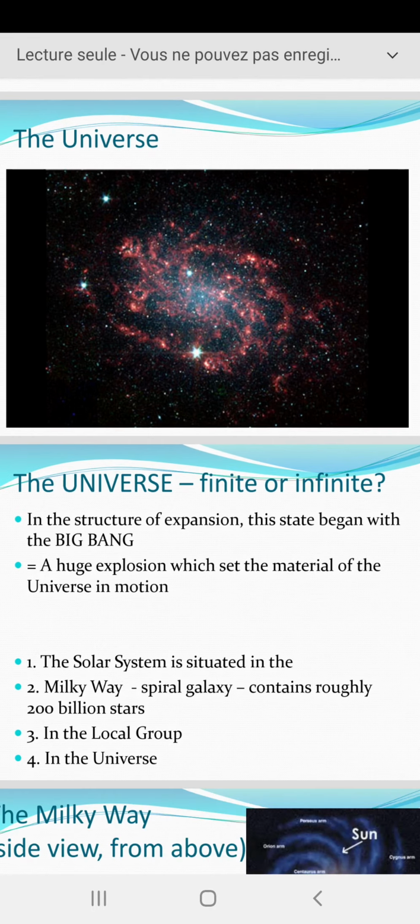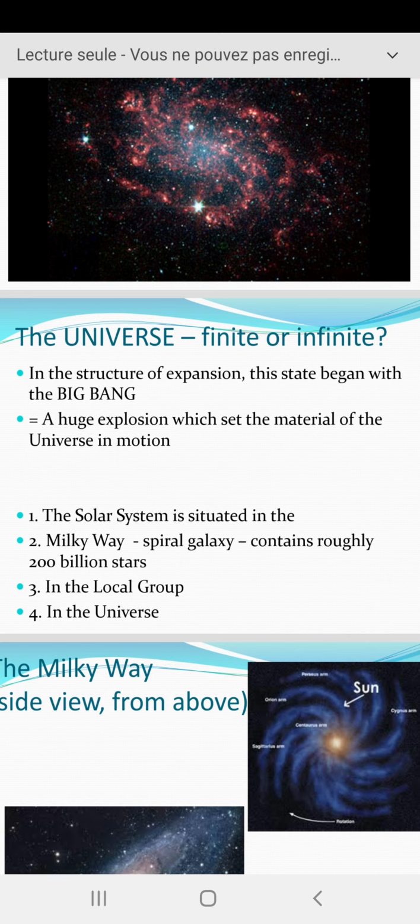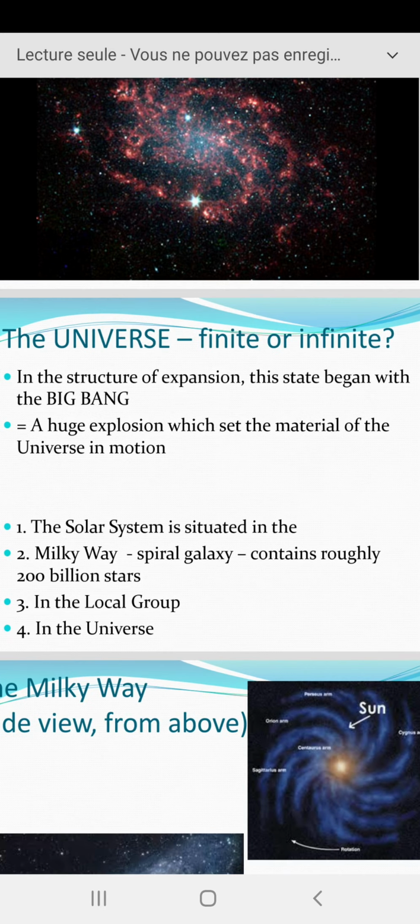And here, look at this idea here. The universe, finite or infinite, متناهي أو غير متناهي. Now, the structure of expansion, معنى بنية التوسع. This stage began with the Big Bang. معنى يقال أنه الكون بدأ, started with the most recent theory that explains the beginning of the universe. معنى أحدث نظرية تشرح نشوء العالم وبدايته is the Big Bang.